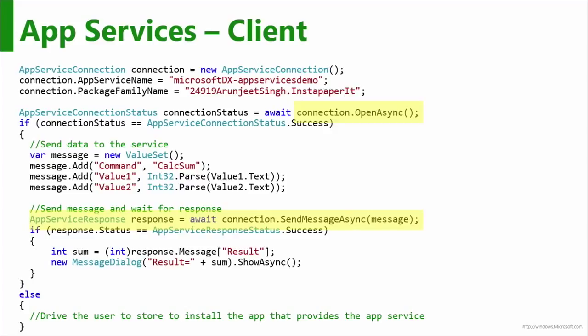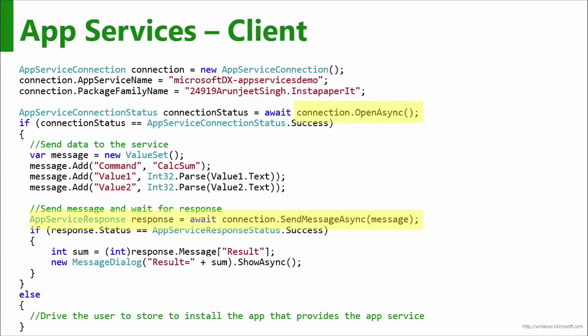So you use this value set, which is a new object that came out in 8.1, which is basically a string-keyed dictionary of objects. And you can put stuff into it. What you put into it is entirely up to you.